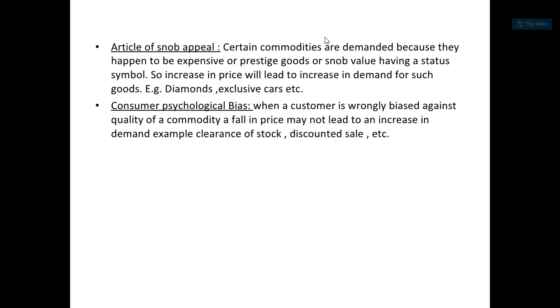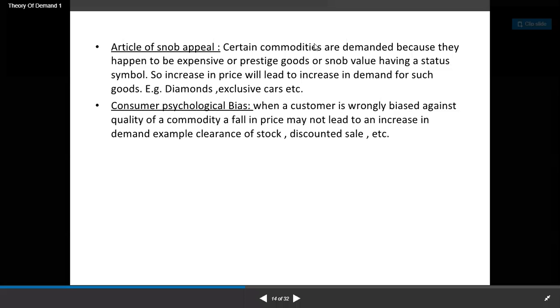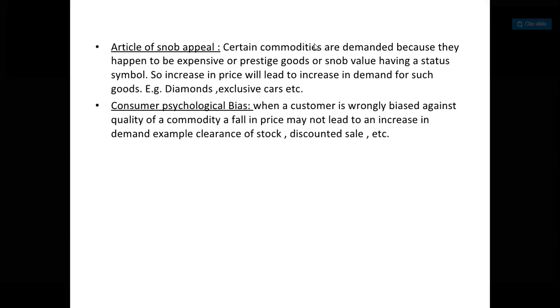Next is the article of snob appeal. The exception relates to certain prestigious goods which are used as a status symbol, like diamonds, gold, antique paintings. Due to the prestige they confer upon the possessor, these are wanted by rich persons for prestige and distinction, and the higher the price, the higher will be the demand for such goods.